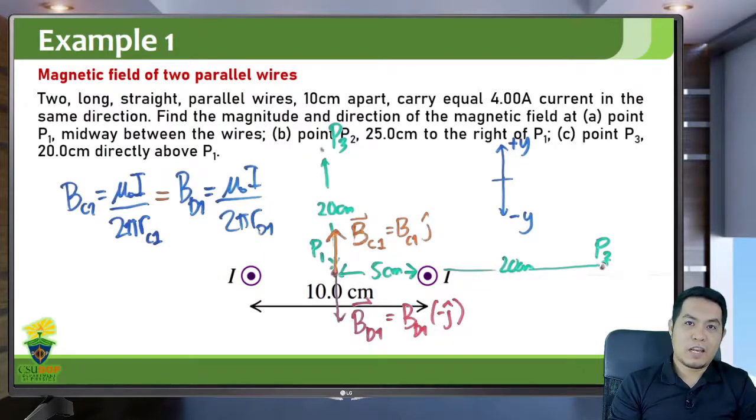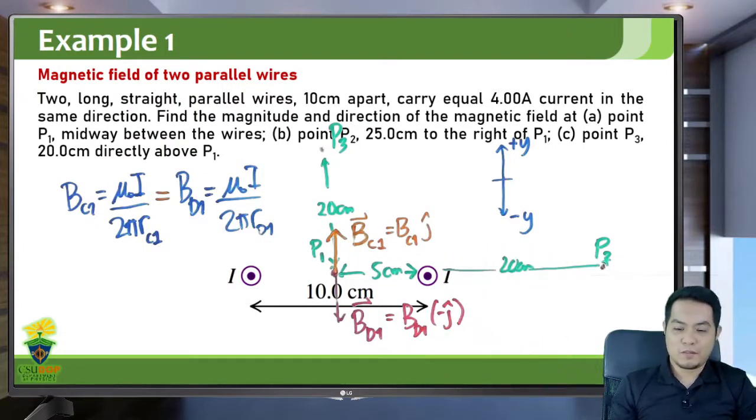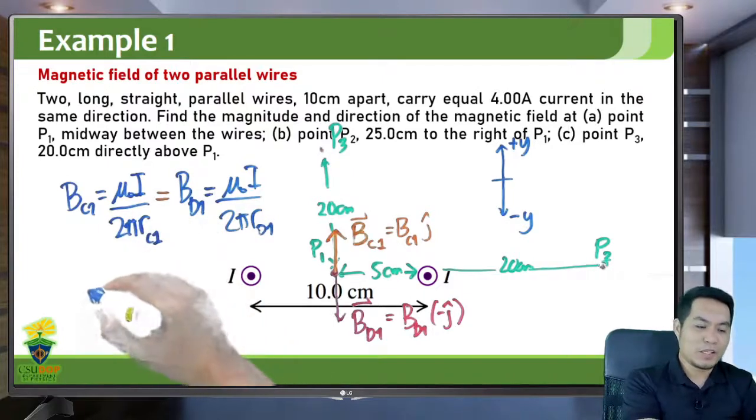Take note, I would just like to emphasize this is the perpendicular distance, the shortest distance from the point to a wire. So essentially they're the same. They have the same magnitude, but they have opposite direction, meaning if you add these two, you will get 0. I will just leave these details to you, but essentially these are the same.